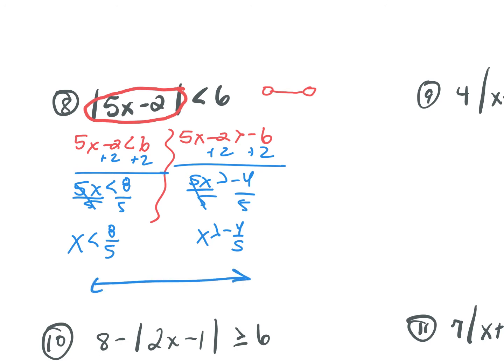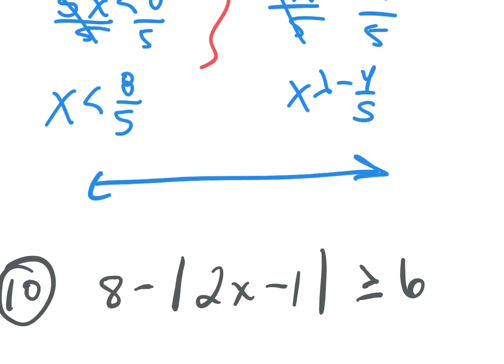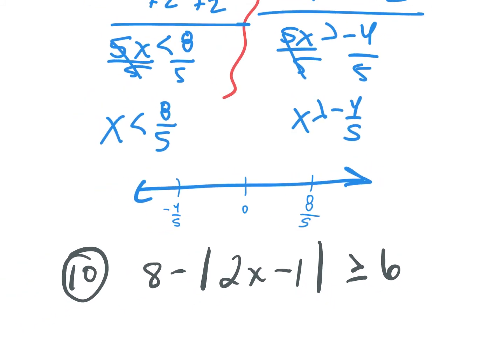So on my number line, where does negative 4/5 go and where does 8/5 go? All right, negative 4/5 is over here because it's negative. Positive 8/5 is over here. It's positive, and I have 0 in the middle. What kind of dots did you guys tell me I have? They're both open.